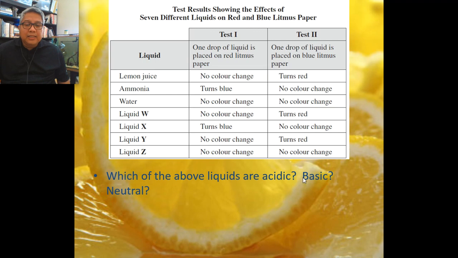Now, which one is basic? So basic, we know that a red litmus paper will turn blue if it's a basic solution. So this one turns blue, this one turns blue. So yeah, ammonia and liquid X will be the basic solutions.